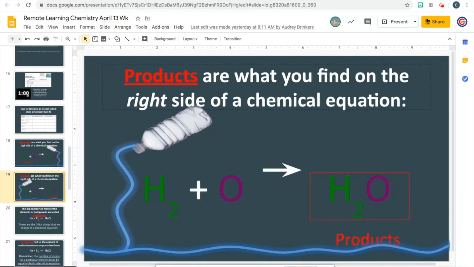For products, products are what you find on the right side of a chemical reaction. We had our reactants, hydrogen and oxygen, but once they react together, they produce water, or H2O.